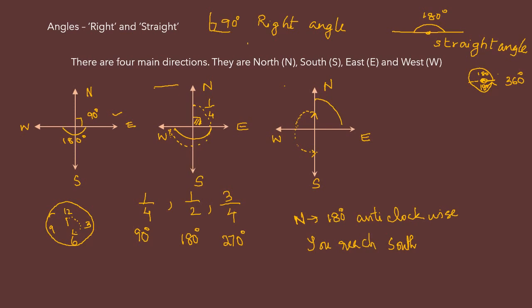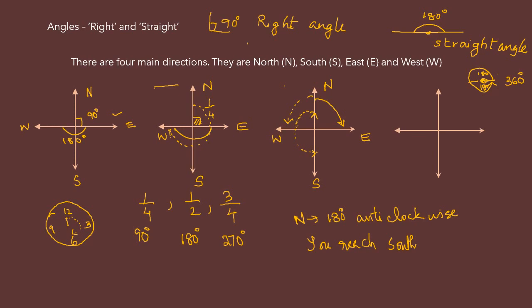And if I take 90 degrees anti-clockwise, then you will be reaching west. Do you follow me? Yes. So 90 degrees clockwise it is east and 90 degrees anti-clockwise it is west. These are the things you should be understanding.